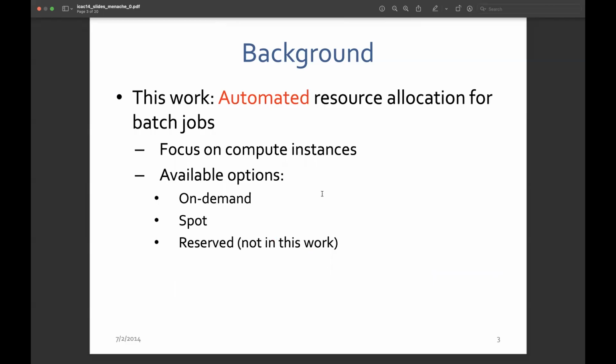So this work is based on automatic resource allocation for batch jobs. It actually focuses on compute instances. Currently there are several options available, like on-demand, which is a bit expensive, spot instances, and reserved instances. However, they are not considering reserved instances in this work. They are only considering on-demand and spot instances, and they are automatically switching between them and choosing the best one for completing a task.